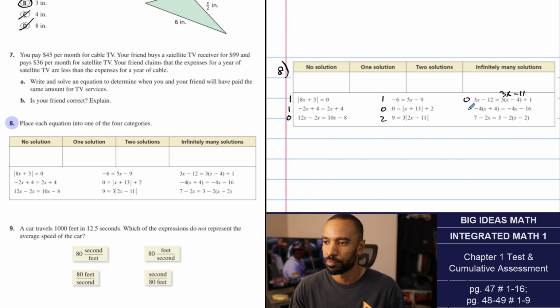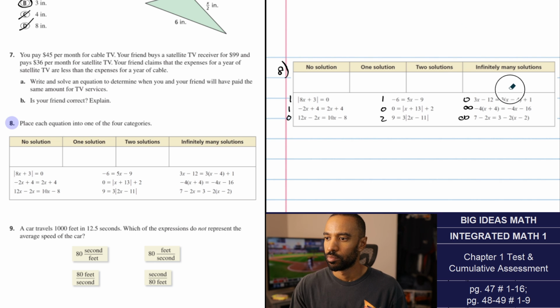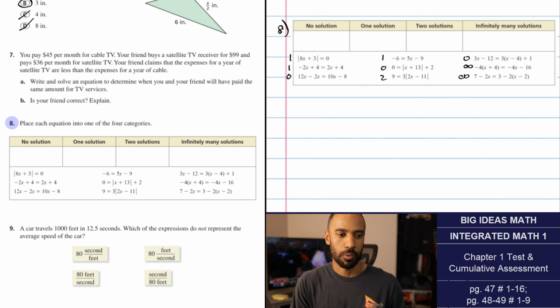That's a 0 solution. Here, if I distribute, it's negative 4x minus 16, and that's negative 4x minus 16. That's infinitely many solutions. That's your infinite symbol. And here, negative 2x plus 4 happens here, and 4 plus 3 is 7. So negative 2x plus 7 equals 7 minus 2x. That's also an infinitely many solutions case. So we have this setup here. Only one of them has 2 solutions. That's the absolute value one right there. Hopefully that's okay that I wrote it that way, just because my handwriting was terrible on that.